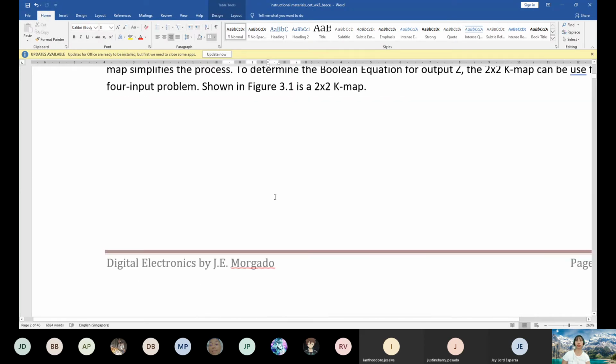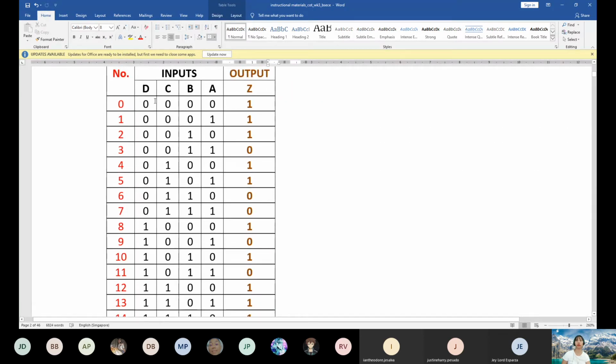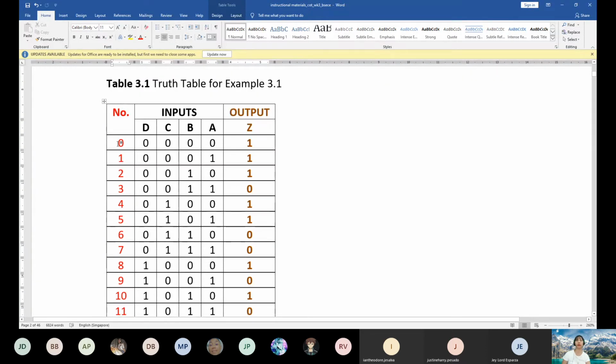Okay, so let's check the truth table. It pertains to the min-term, max-term number. Min-term 0, input 0 is 0 0 for DC and 0 0 for BA. Input 1, you have 0 0 for DC, BA is 0 1. Input 2, 0 0 for DC and 1 0 for BA. And for input 3, 0 0 1 1.